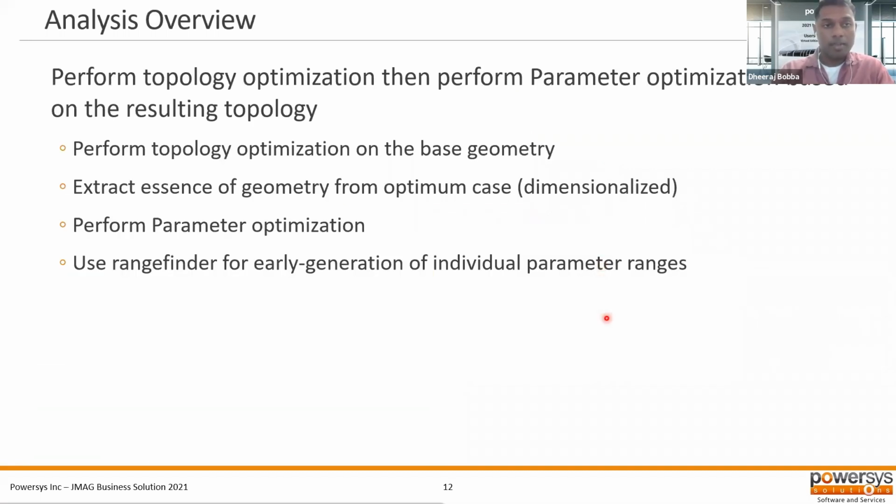And the overview of the analysis then is to perform the topology optimization and then perform the parametric optimization based on the optimum geometry obtained from topology optimization. And one other thing we'll do here is to define the range. After getting the results from the parametric topology optimization, we'll define the parameters and automatically find the range of those parameters using a rangefinder function.